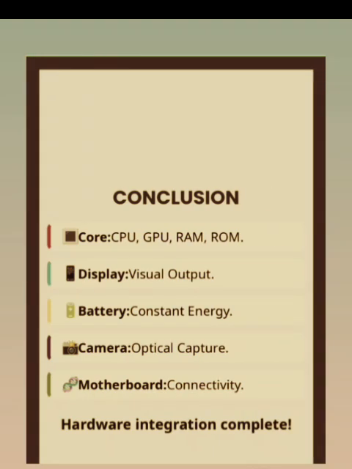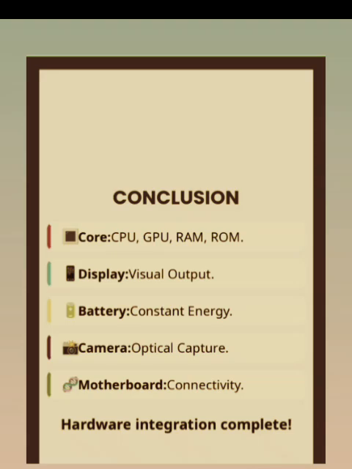So let's wrap up what we learned today. What are the different things we learned? First is the chip system, the CPU chip system. Inside the chip system there are four components: CPU, central processing unit; GPU, graphical processing unit; RAM; and ROM. This is the chip system.